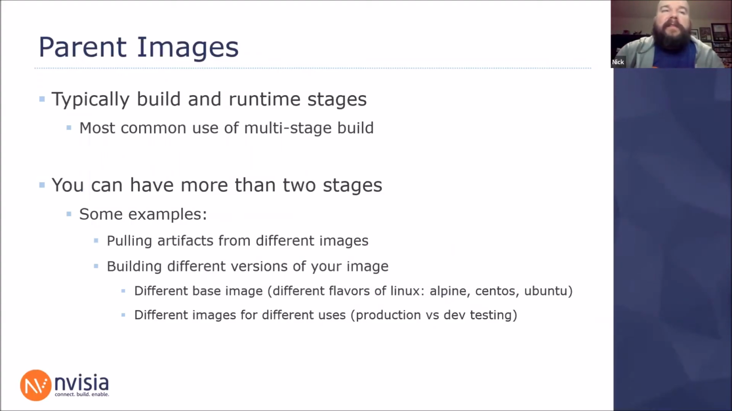When we're looking at this, you typically have 2 stages in there, which is what we're going to have. You have your build and your runtime. That's the most common way to go about this. You can have more than 2 stages. Some examples of when you would do that are when you're pulling in artifacts from different images, which we'll see an example of, and when you're building different versions of your image. So I need multiple versions of Linux, or I need a production version and a dev version because I want my dev tools to be enabled. So those are reasons where you might have more than 2 stages in a single file.